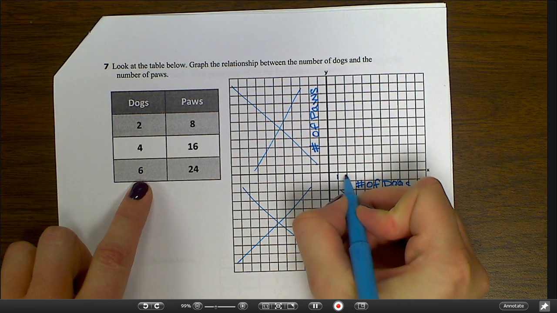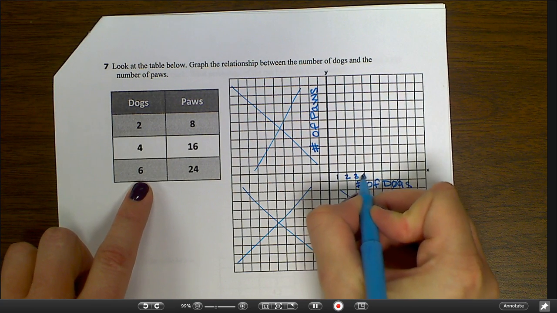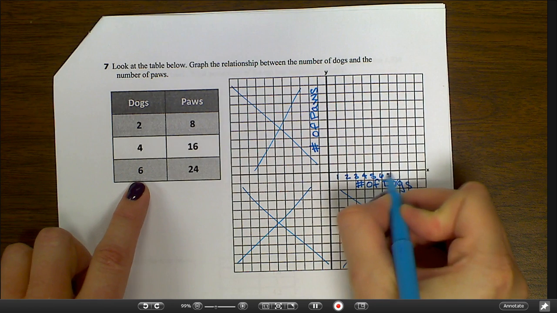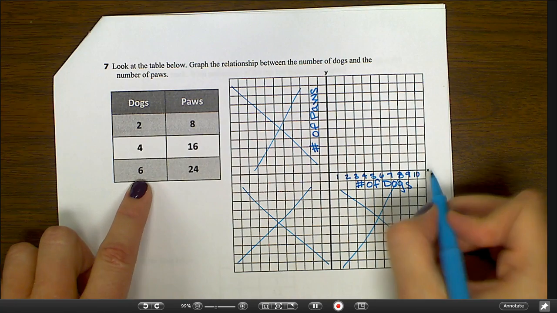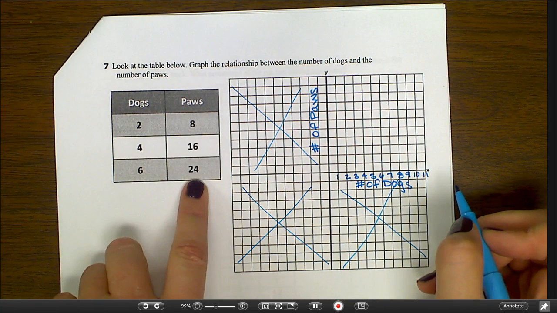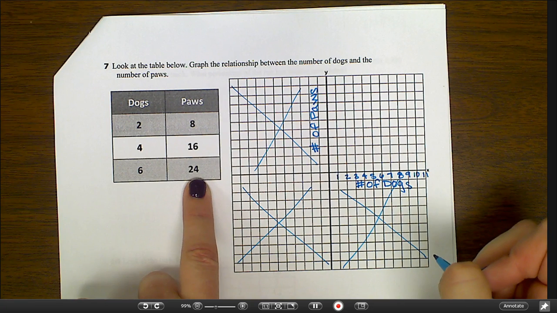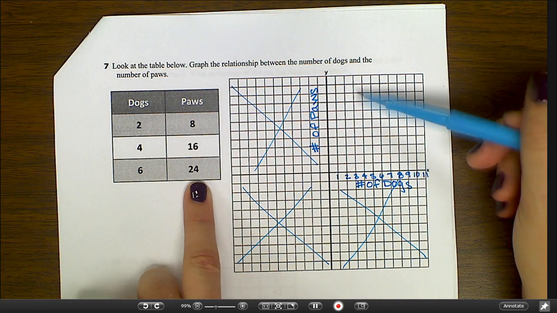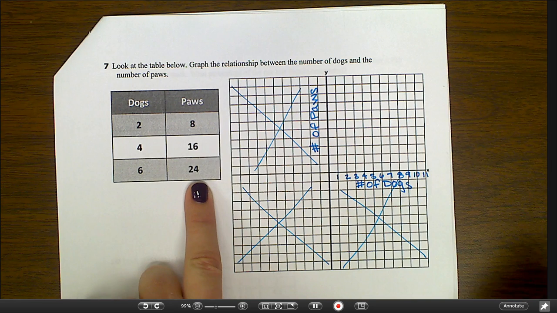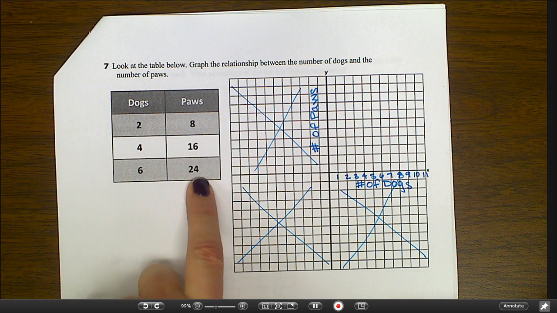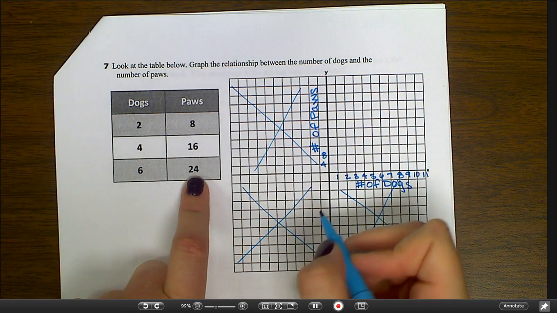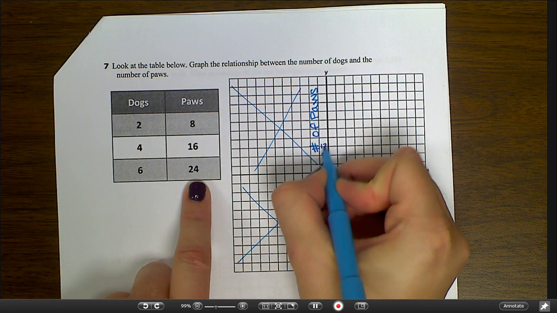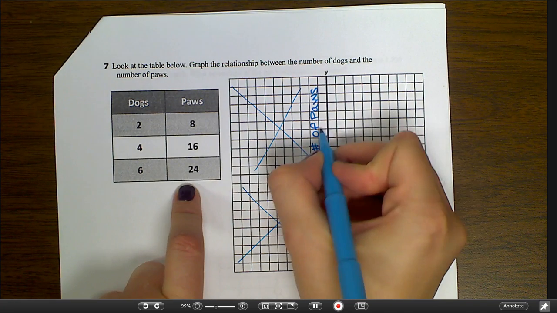So I'm going to say 1, 2, 3, 4, 5. And I'm just going to number. And then over here I cannot number by ones because it goes up to 24 and my graph only has 11 lines. So I'm going to number by 4s. I'm going to look at my numbers and see what's going to be easiest for me. So 4s looks easy to me because everything's a multiple of 4.